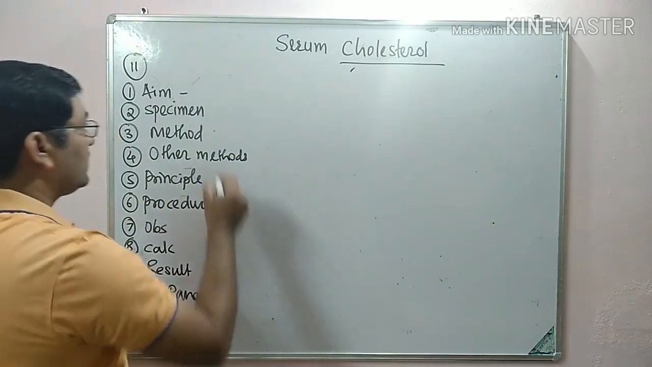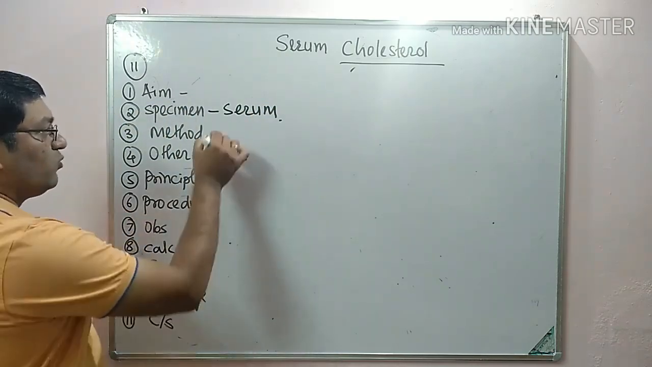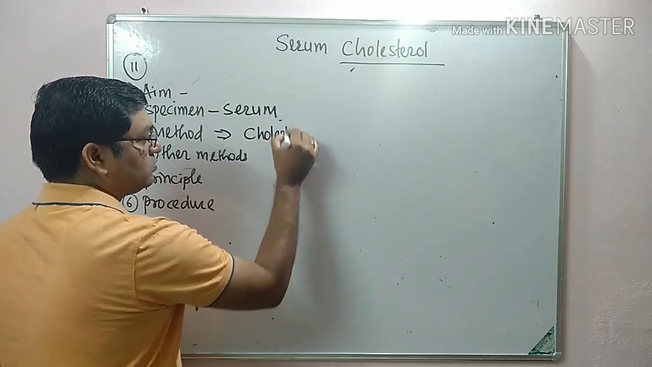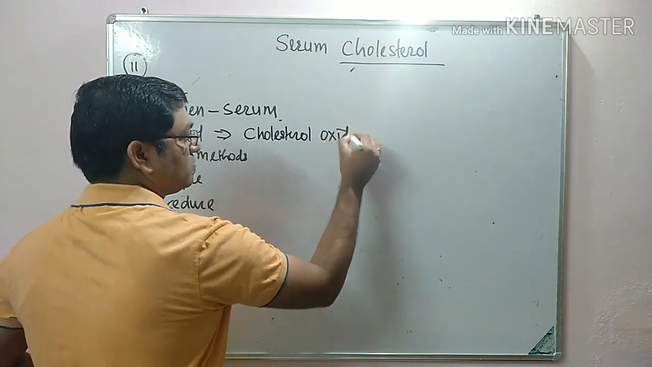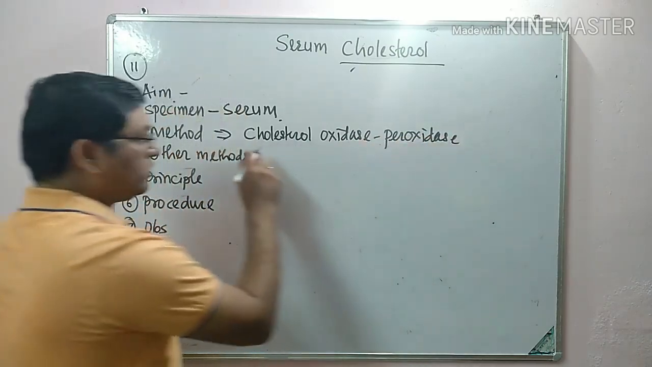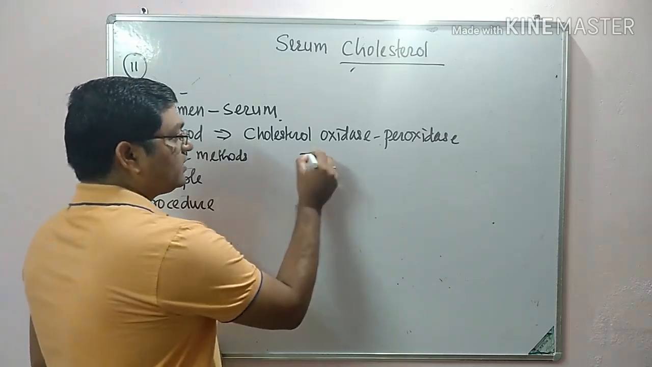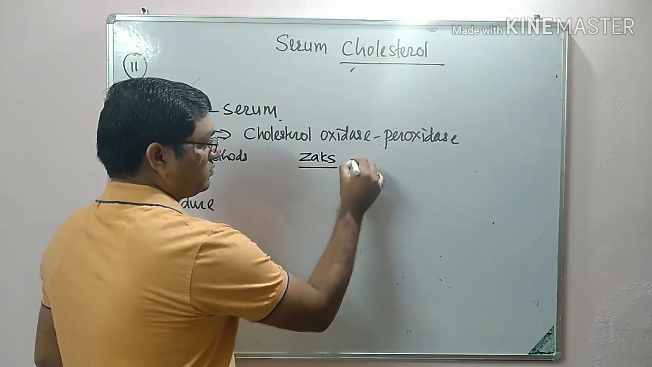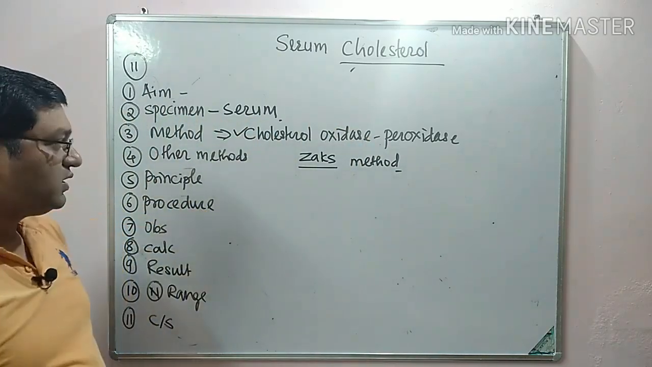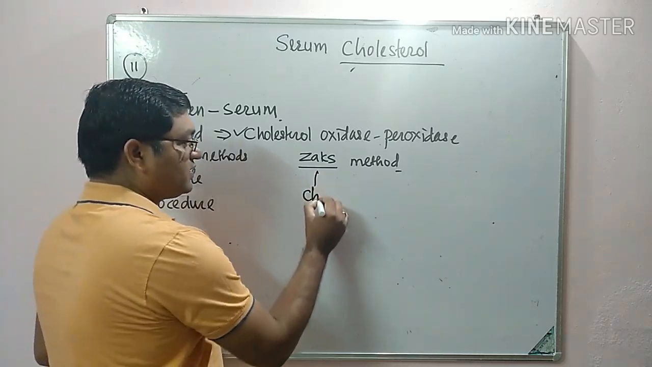Now coming to the specimen, it requires serum. Then method, the popular method for cholesterol estimation is the cholesterol oxidase peroxidase method. Actually it is the cholesterol esterase oxidase peroxidase method. This is the common method. Another chemical method is the Zak's method. Today we will discuss the cholesterol oxidase peroxidase method. In short, we will discuss the principle of Zak's method. Zak's method is a chemical method.